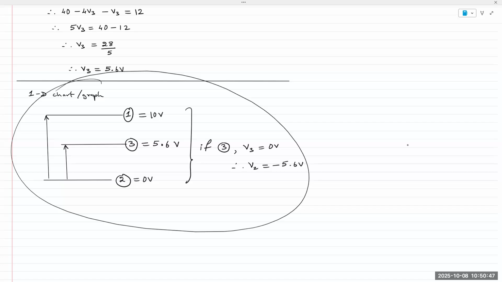So if V3 is my reference, V2 is minus 5.6, what is V1? 4.4 volts.